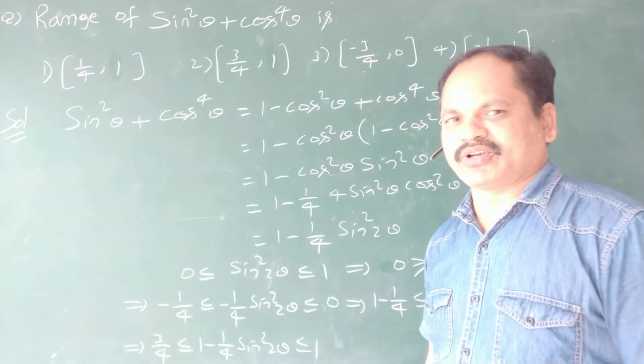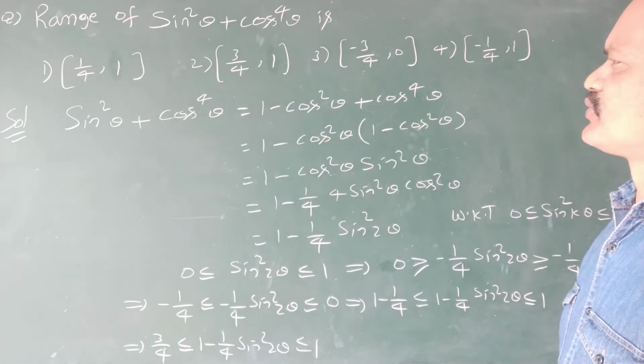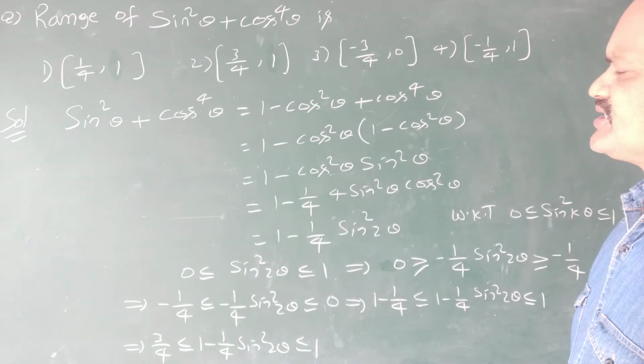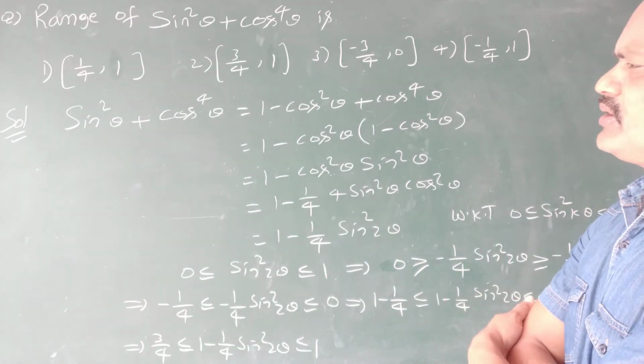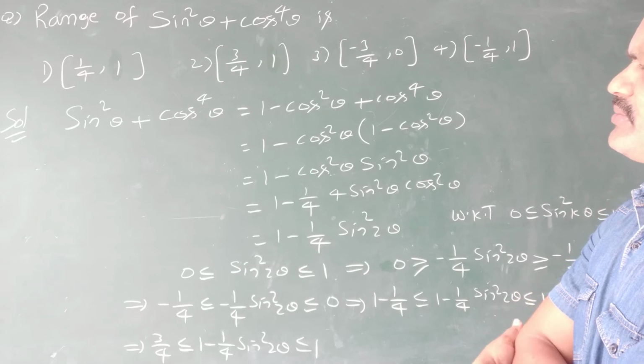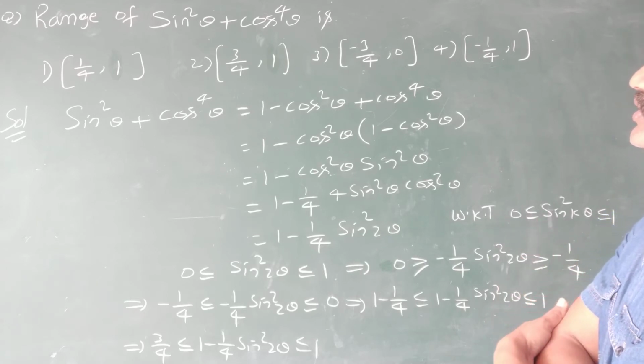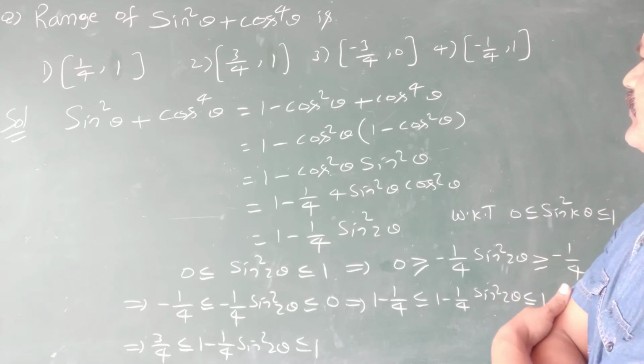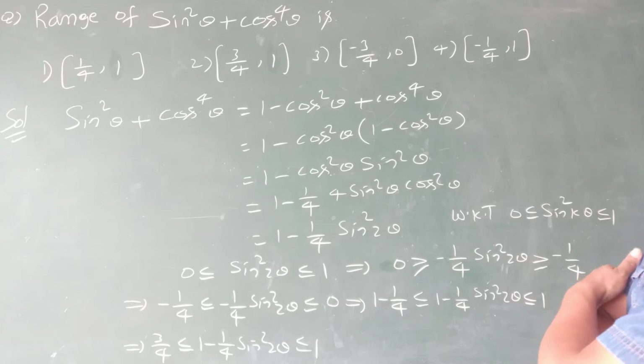Okay. Now we are going to the next question, that is the range of sine square theta plus cos of 4 theta. First option closed 1 by 4 comma 1, second option closed 3 by 4 comma 1, third option closed minus 3 by 4 to 0, and fourth option closed minus 1 by 4 to 1.